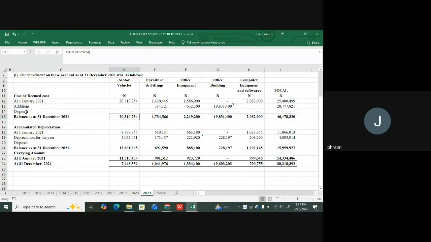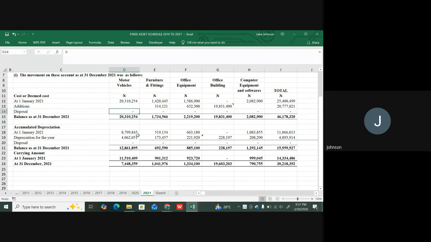So this one now, your disposal is going to be a negative figure. It means that if your opening balance is positive, your addition for the year is also positive, your disposal is going to be negative. Okay. So that when you add these things together, it's going to net off the disposal amount and it's going to only show you the asset that has not been disposed. Also, the same thing will happen for your accumulated depreciation.